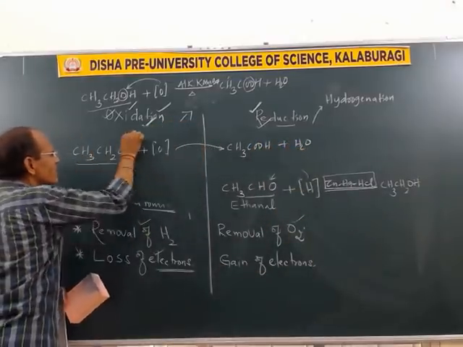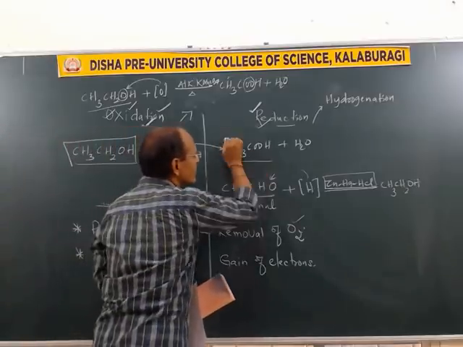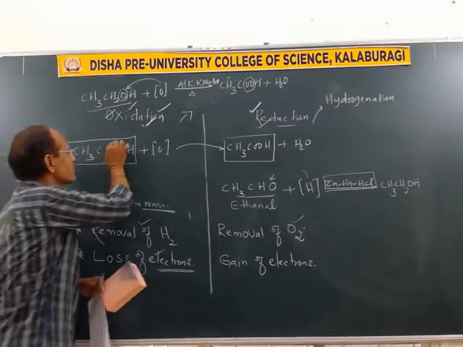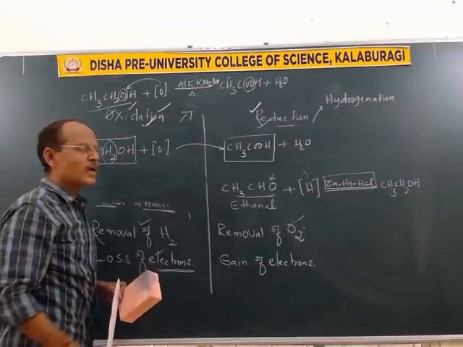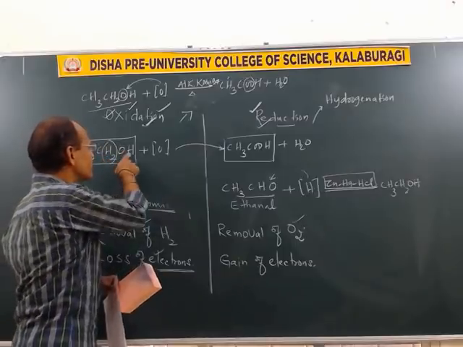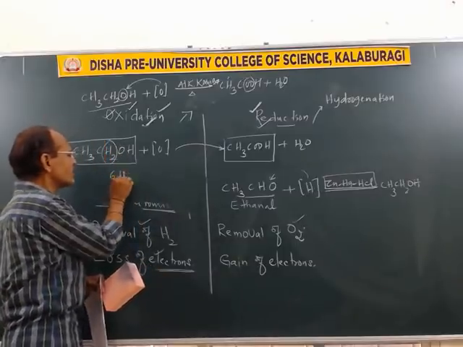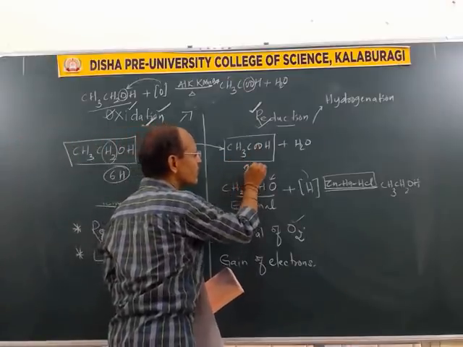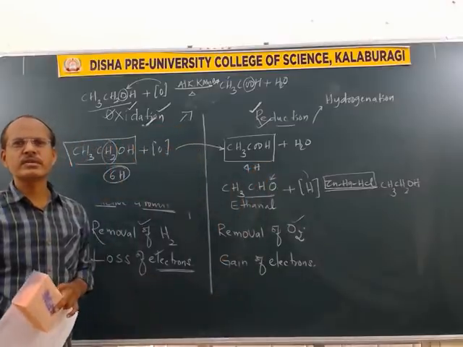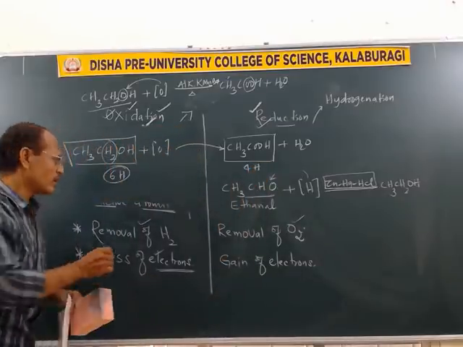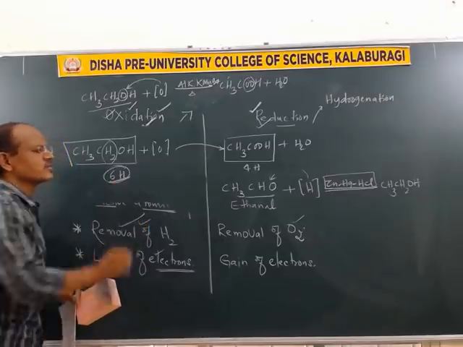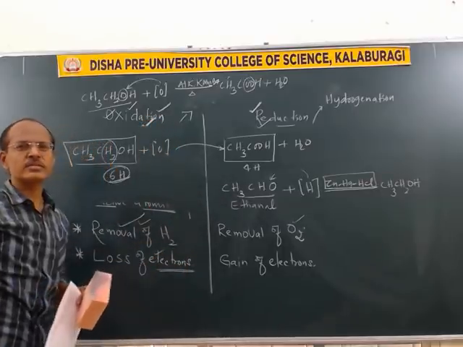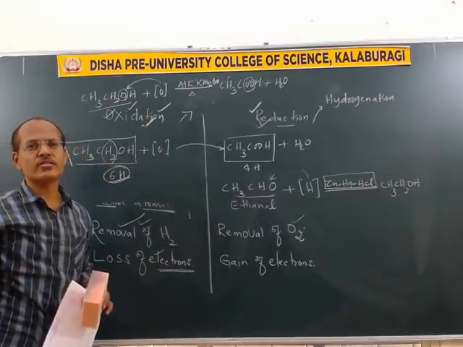Now concentrate on this reactant and concentrate on this product. What difference are you finding? Here, hydrogen: 3 plus 2 plus 1, 6 hydrogens are there in the reactant. But here 3 plus 1, only 4 hydrogens. That means removal of hydrogen is also considered as what? Oxidation. It is also considered as oxidation.